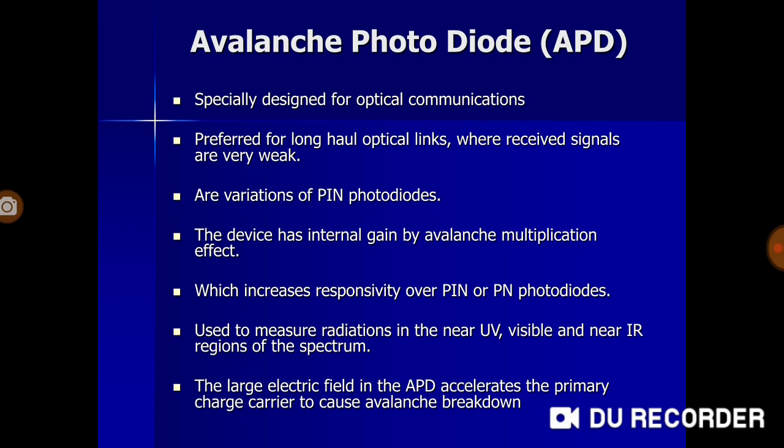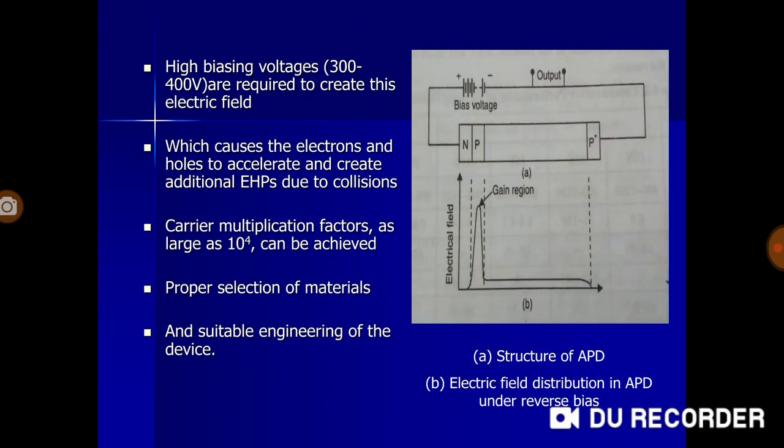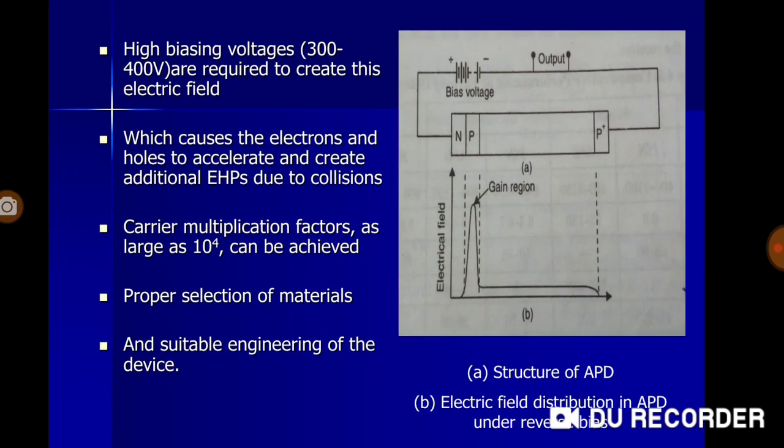It is basically used to measure radiation in the near ultraviolet, visible, and near infrared regions of the spectrum. The large electric field in the APD accelerates the primary charge carriers to cause avalanche breakdown. Now, just take a look at the structure itself. So, this is N and P. Then comes this entire area that we are talking about. It is basically the depletion region that is being formed, and this is on the other end.